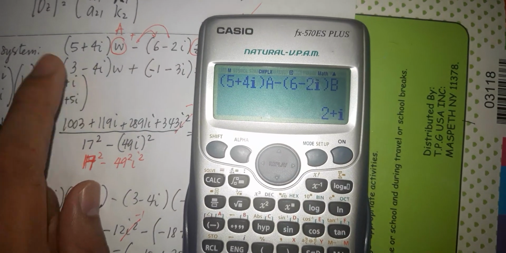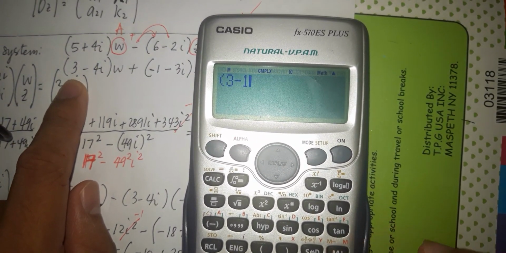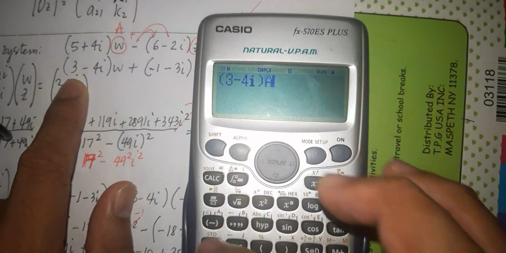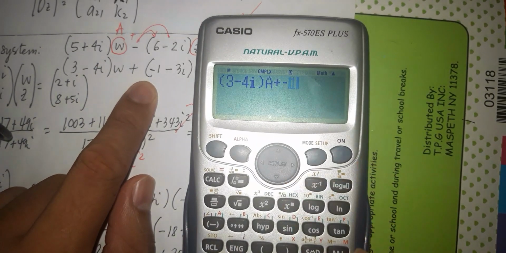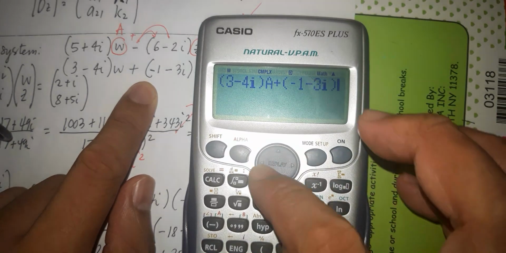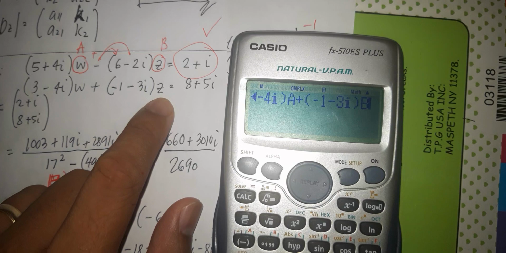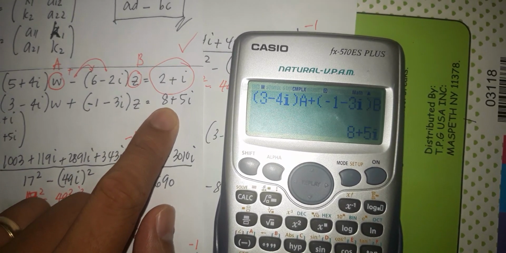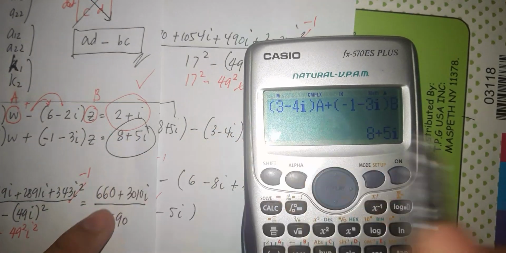To double check, let's substitute here: 3 minus 4i alpha A plus negative 1 minus 3i alpha B, our stored value for letter B. That must be equal to 8 plus 5i. So therefore, our answer is correct.